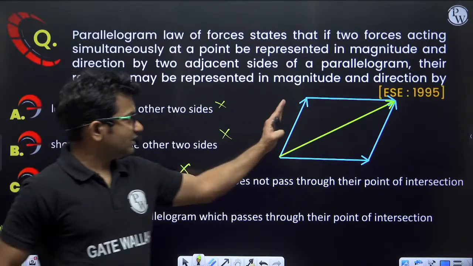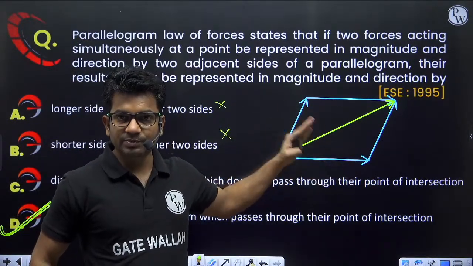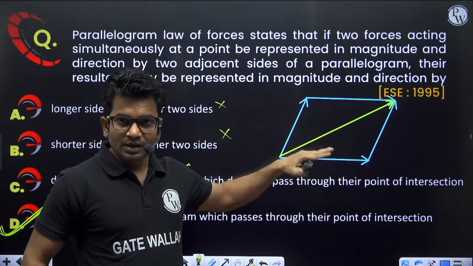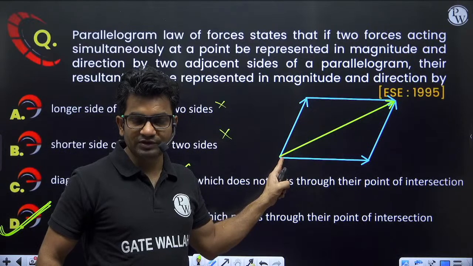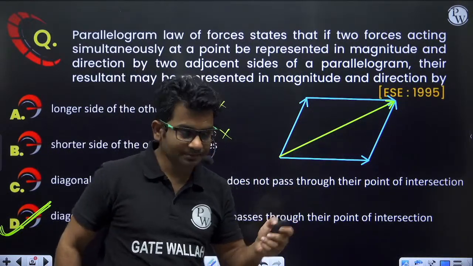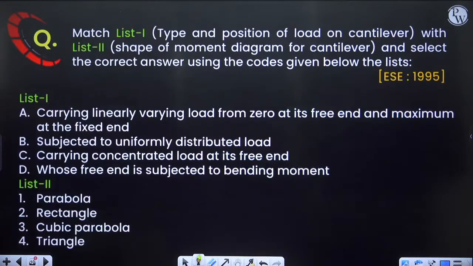Okay, so if these are the two forces, they are represented by sides of a parallelogram, the resultant will be the diagonal of the parallelogram that passes through the point of intersection of these two forces. Correct? Okay, so option D is correct. Next question.